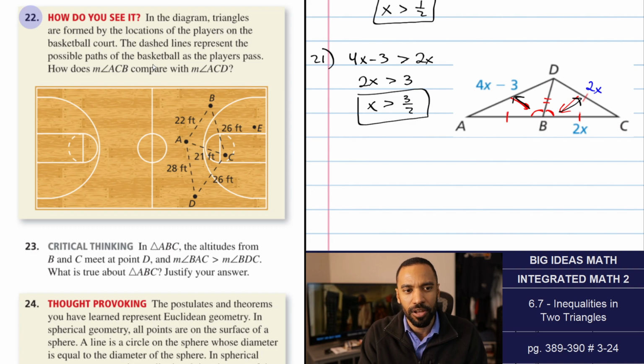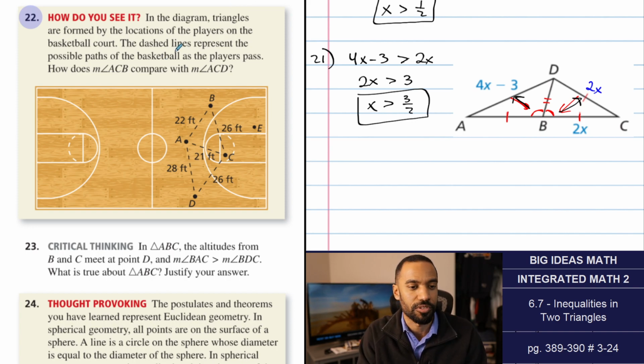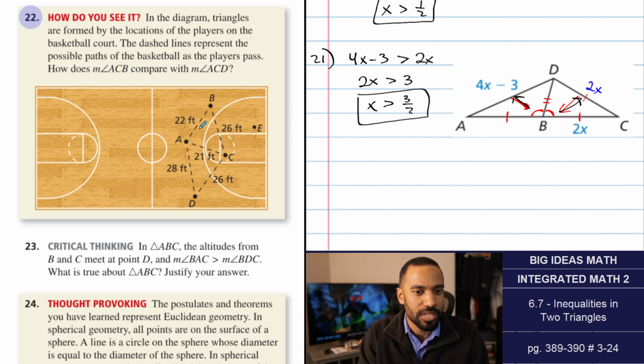How does the measure of angle ACB compare with the measure of angle ACD? Now, I don't have to explain. I can, I just don't have to type anything. ACB is here.